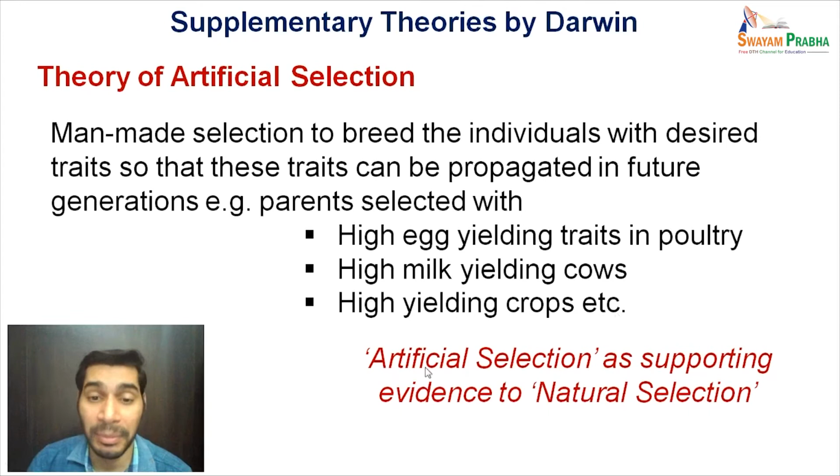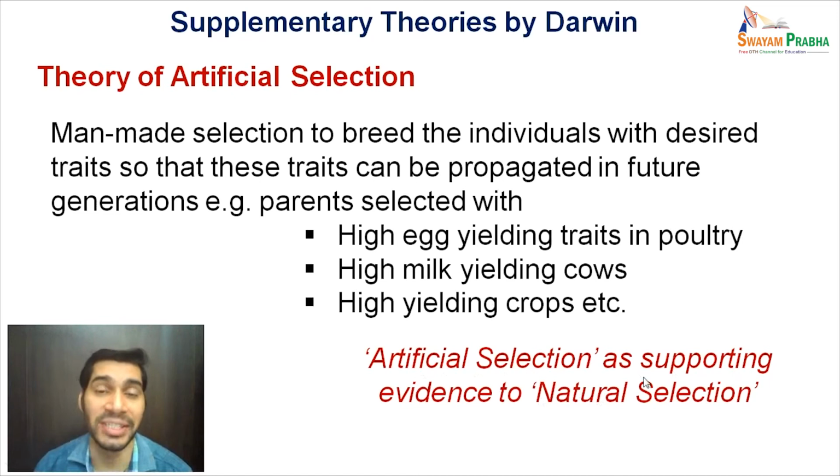Remember, Darwin used the case of artificial selection as supporting evidence to prove his theory of natural selection. He said, the way we select artificially in order to improve the future generations, nature also selects the fittest one to improve the futuristic species.